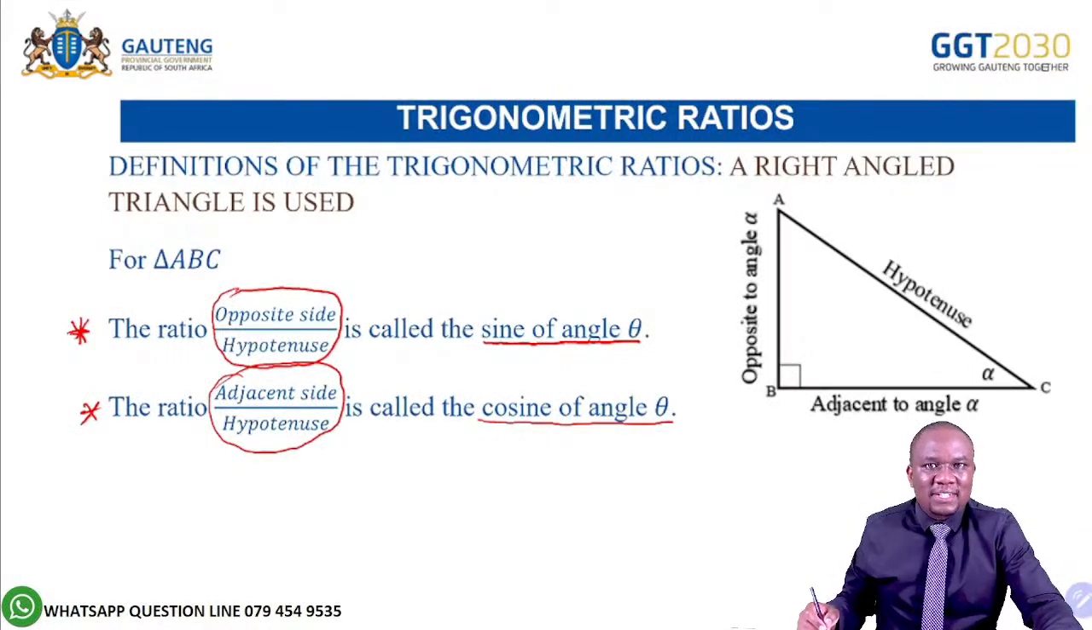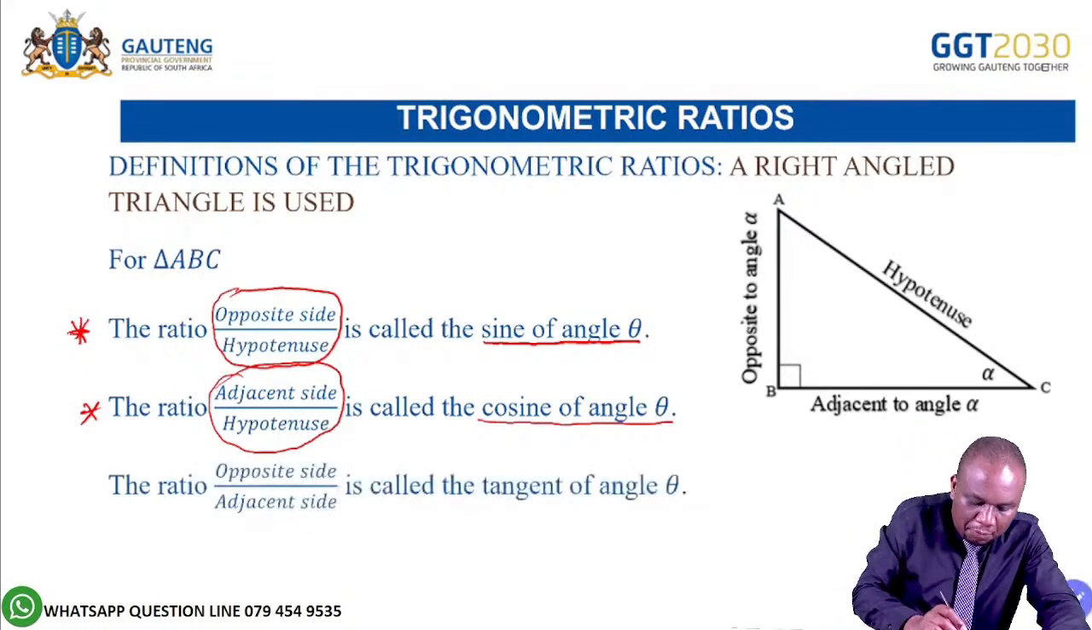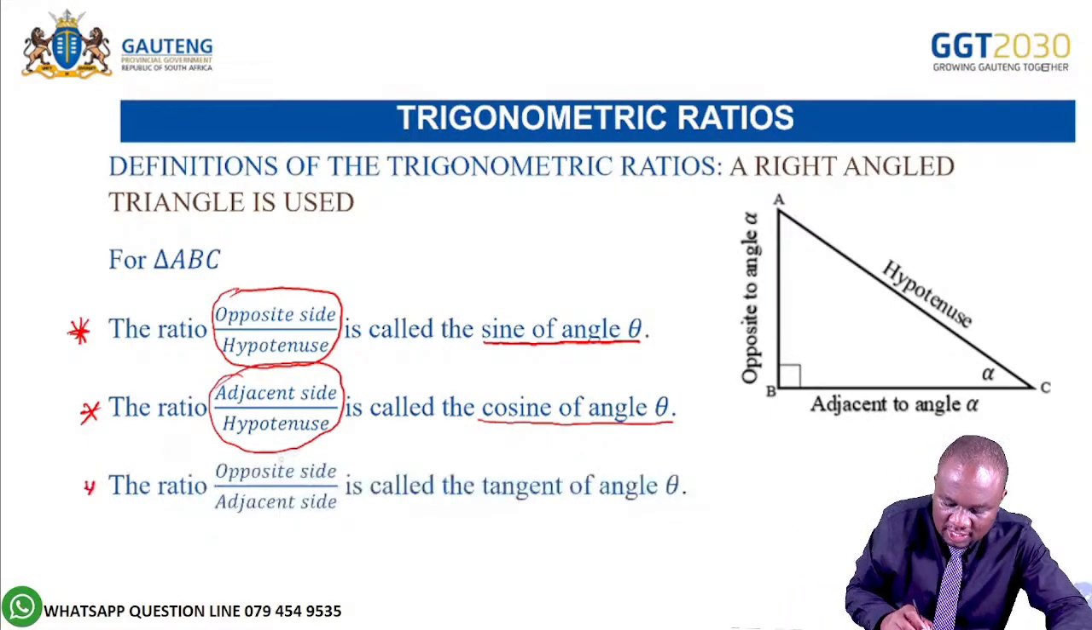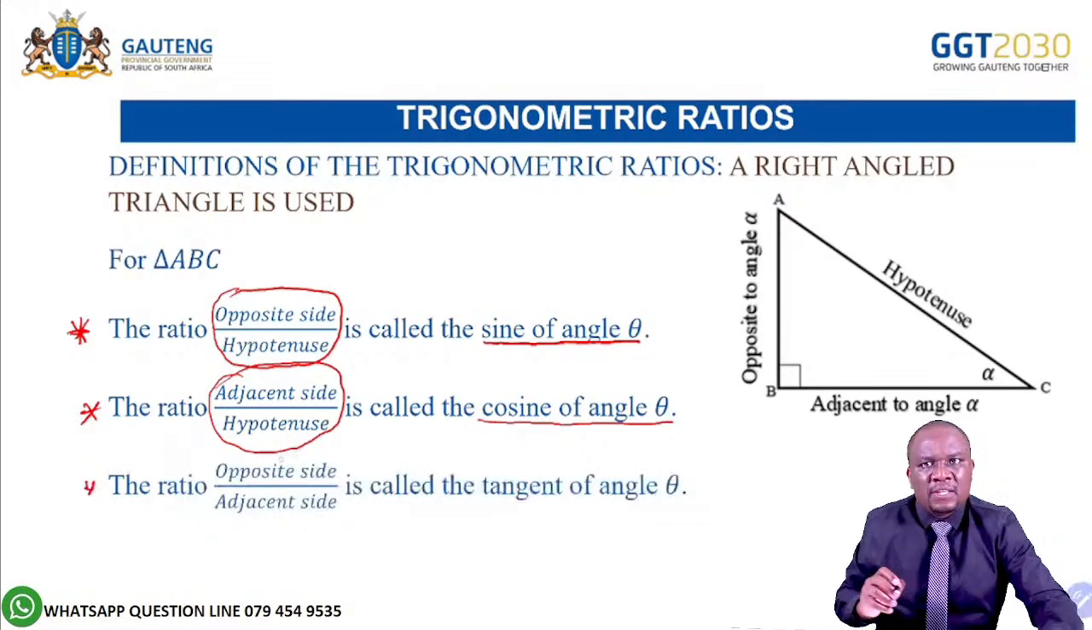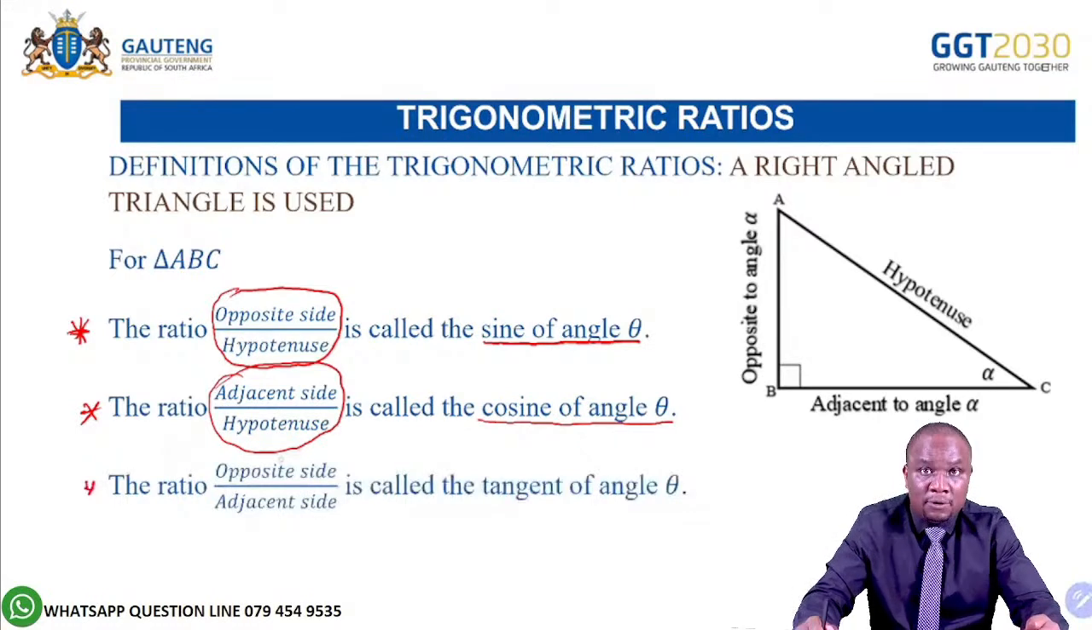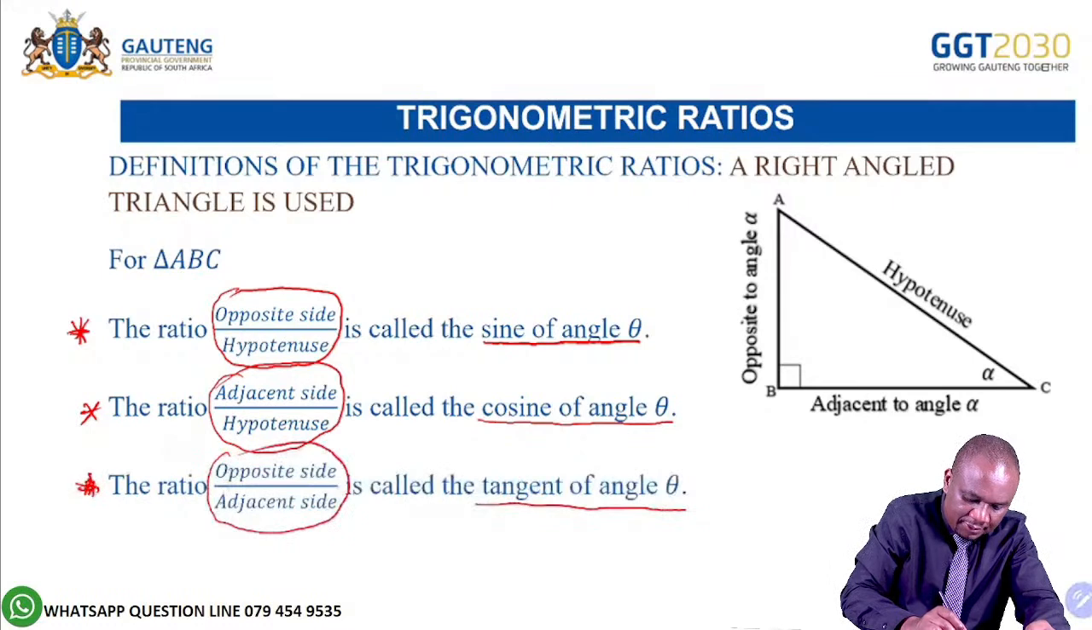Right, welcome back, Grade 10s. Let's do the last ratio. The ratio of what over what? We have the ratio opposite side divided by adjacent side. Opposite side over adjacent side is called the tangent of angle theta. So these are the three ratios. Let's write our last one for 1 minute.